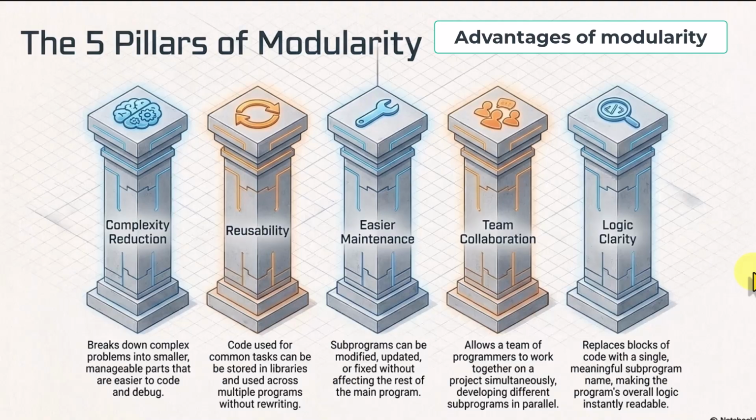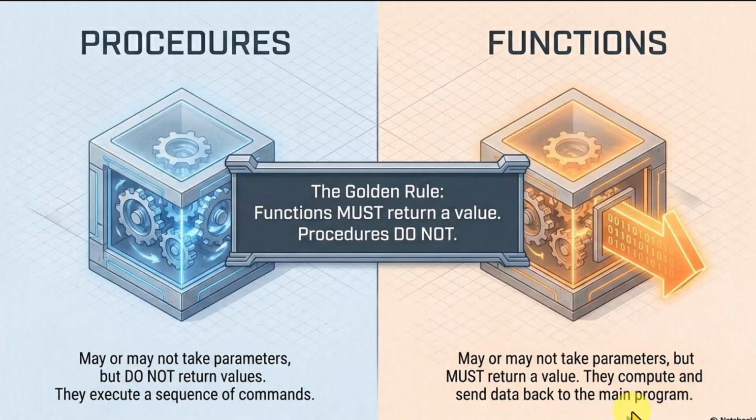And logic clarity, okay? Modularity or a subprogram replaces blocks of code with a single meaningful subprogram name, making the program's overall logic instantly readable. So you have written your subprogram in another file. In your main program, you will not write all the code there, you simply give your subprogram an understandable name or identifier. In your main program, you will simply write that identifier, okay? So that defines what happens here. That makes it more clear, okay? You simply know that here something like this happens, okay? How that is done, you're not focusing on that right now, so it makes your code more clear, okay? So these are the 5 pillars of modularity.